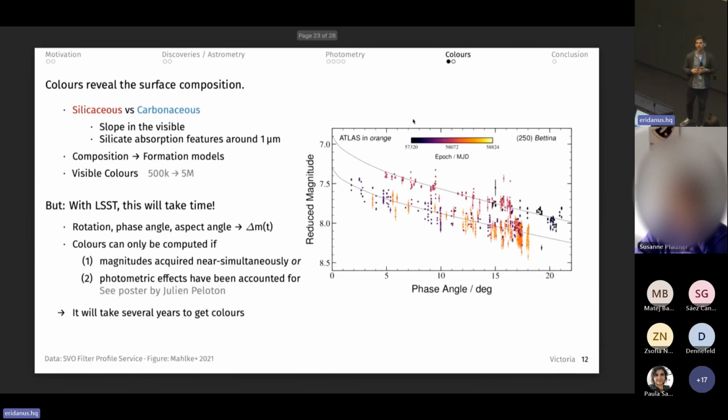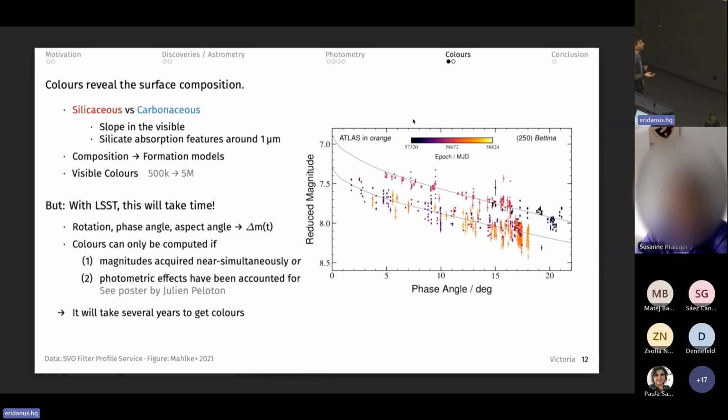However, this will take its time. This will take several years because, as I just said, the magnitude of an asteroid in any given band is a function of rotation, of its phase angle, and other geometric effects, which means it's a function of time. This is shown here on the right-hand side, where I have a phase angle versus reduced magnitude of asteroid Bettina as observed by ATLAS. This is over several years, and the important thing here is the vertical spread of these magnitudes.